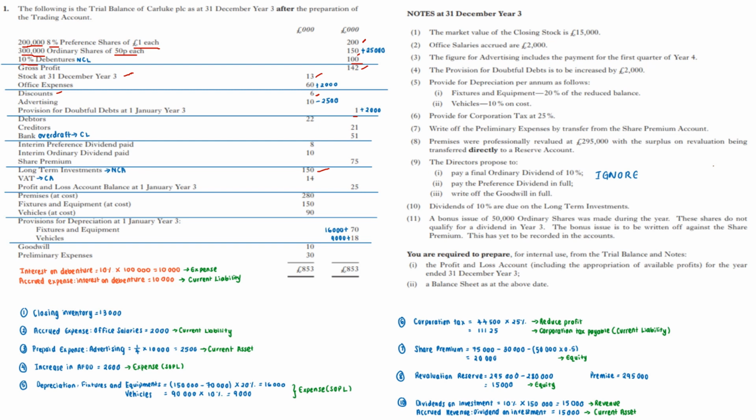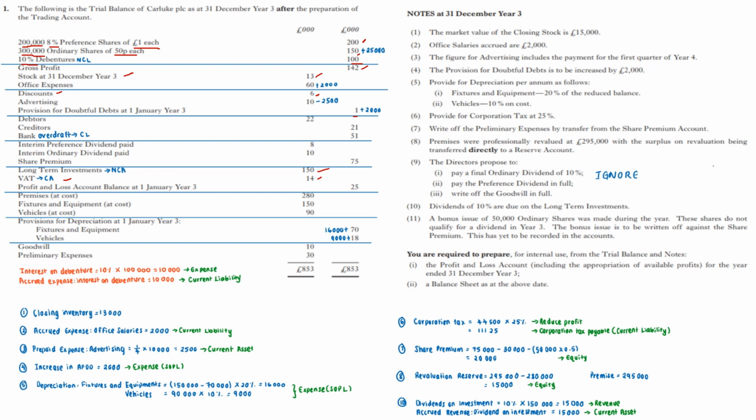So in this question, in order for you to determine whether VAT is a current asset or current liability, you need to see whether it's on the debit or credit side. Here it is on the debit side, therefore it's a current asset. Oh yeah, by the way, if you look at the handwritten parts on this question, these are all the workings, which I will explain to you in a minute.